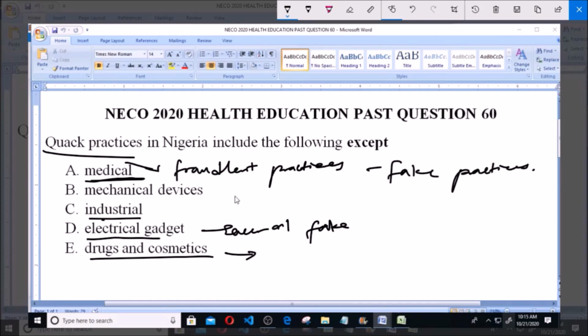But now looking at mechanical devices like cars, automobiles, you observe that quack practices are not found in this mechanical device, because these devices deal with motion and are actually tested at the spot. And so quack practices is very limited in this kind of sector. And so therefore making mechanical devices the correct answer to this question, because quack practices is not usually found in these parts.